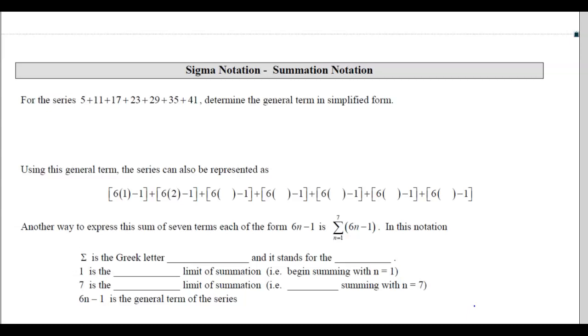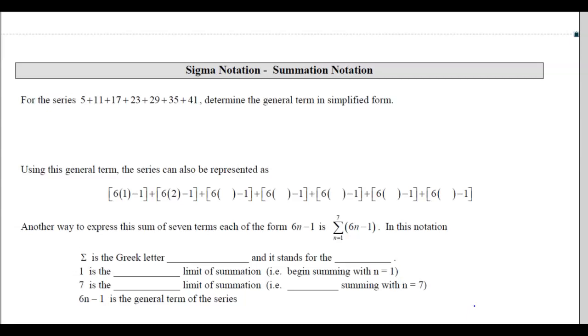Okay, we're learning about sigma notation today. So sigma notation is a fast way of showing the sum of a series, or showing the series, right? It doesn't give the sum, you still have to calculate it, but it's a fast way of showing all of the terms, okay?